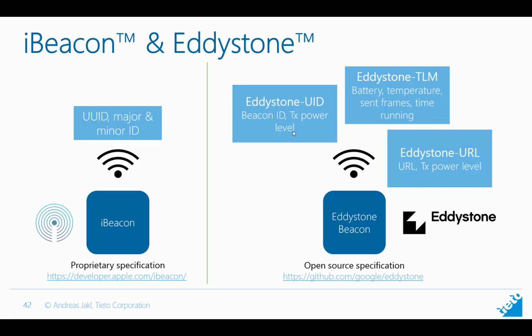The cool thing about Eddystone is that it supports 2 additional frame types. One of those is the telemetry frame, which sends out information about the battery state, so that you know how full the battery still is, the temperature, and also a counter of how many frames have already been sent out and how long the beacon has been running since its last power up sequence. The third frame, which is really interesting as well, is the Eddystone URL frame, which just transmits a web address, the URL, and also the power level.